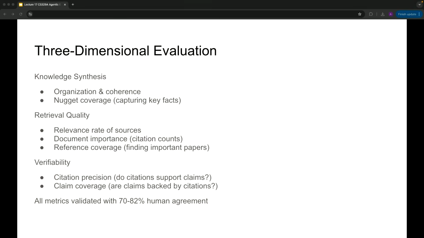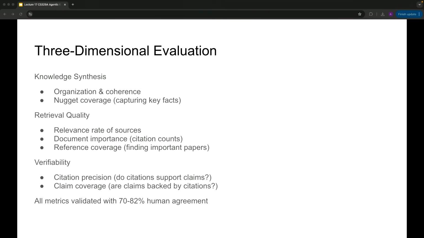What they're evaluating the models on is three particular axes. The first thing they're evaluating the model on is knowledge synthesis. So what they're basically saying is, is the model output organized and coherent in organizing the knowledge that it is presenting, and is it capturing all the key facts? So is it capturing the key nuggets?